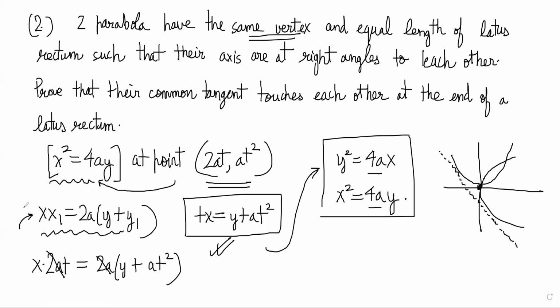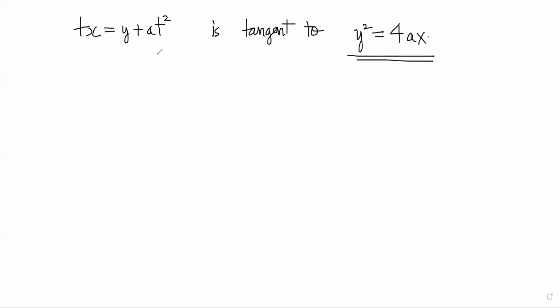So we have tx = y + at², which is tangent to y² = 4ax. All we have to do is find the point of tangency, right? Because we have to prove that the point of tangency is at the end of a latus rectum. So how do we check whether a line is tangent to a parabola?